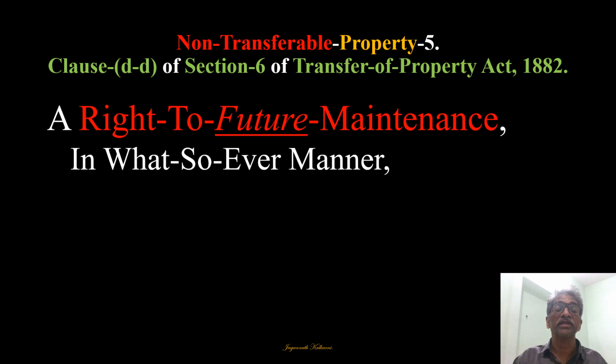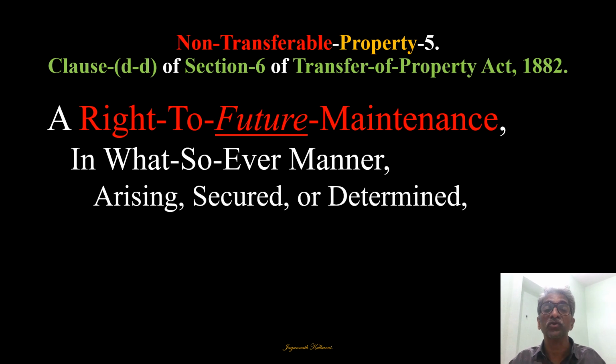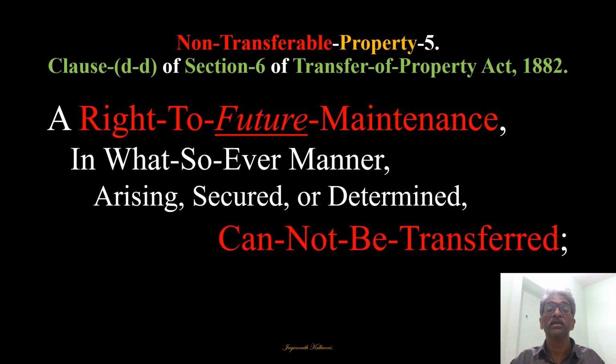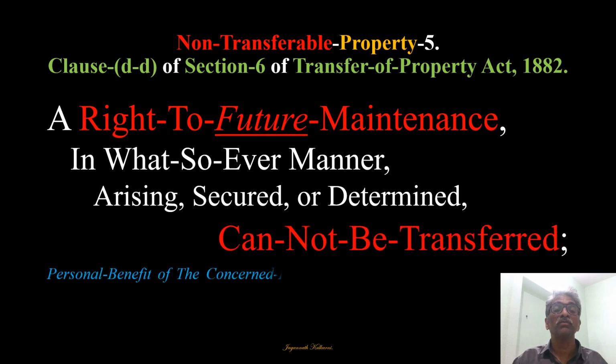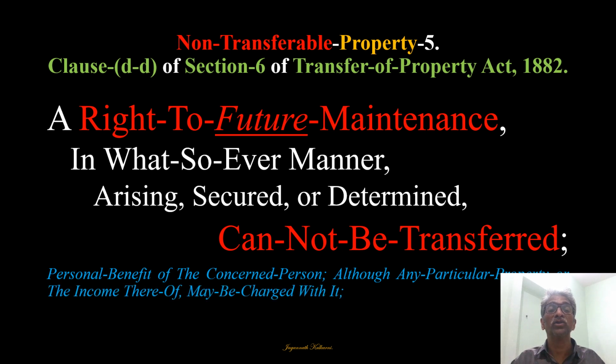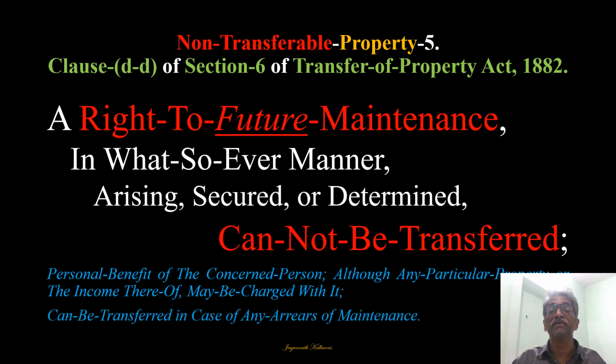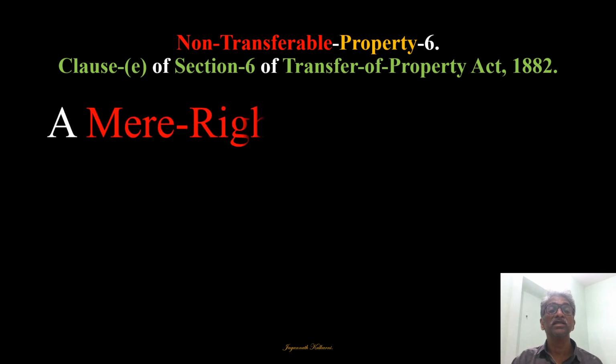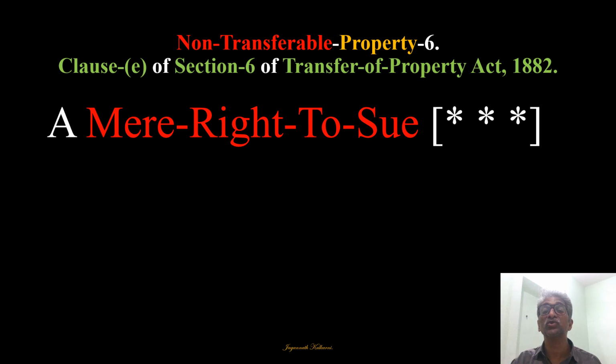The fifth exception talks about the right to future maintenance. The words are important: in whatsoever manner arising, secured or determined, it cannot be transferred, because it is the personal benefit of the concerned person, although any particular arrears of income thereof may be charged with it. It can be transferred in case of any arrears, but you cannot transfer the future maintenance. The sixth exception talks about the right to sue.